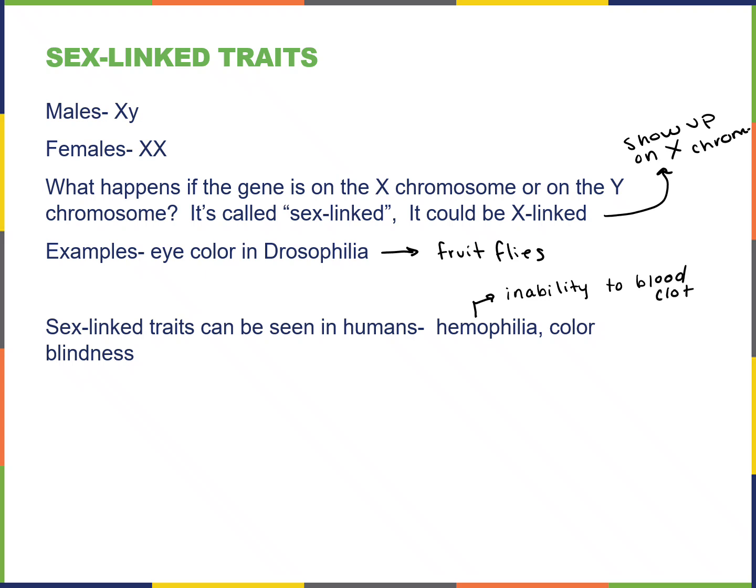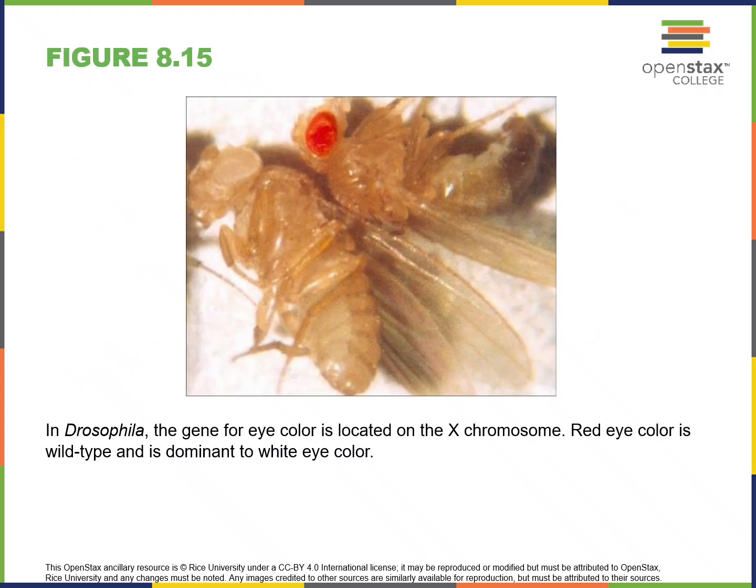Or color blindness. You'll find that color blindness is generally found in males because they don't have another X to try to fix it. It's a whole thing. We'll talk about it later. Okay. So, like I was saying, that eye color in these fruit flies, the red eye color is wild type, so it is dominant. Wild type usually just means dominant, maybe not even dominant, but what you would see in nature most commonly.